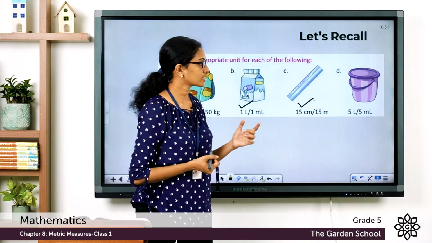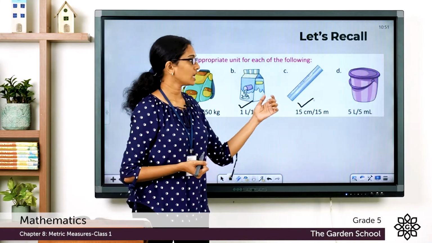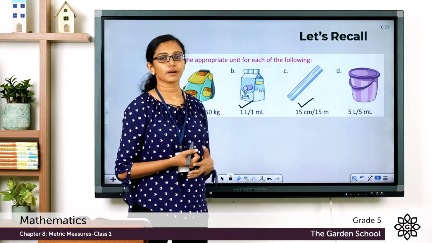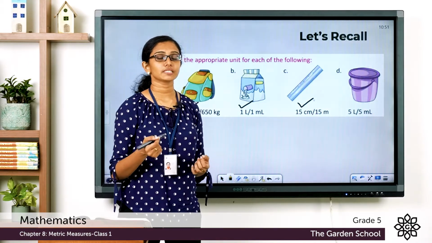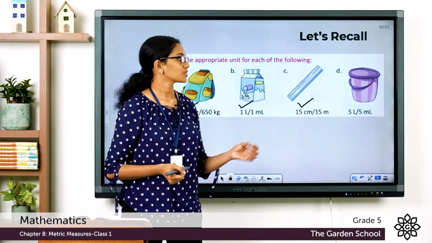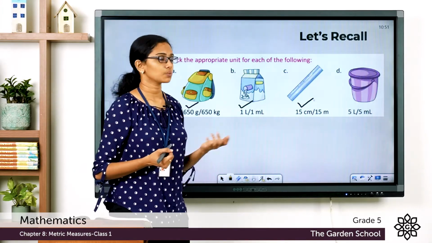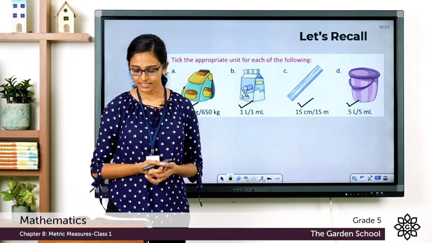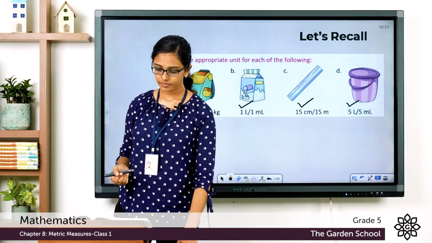Now, the last one, you can see a bucket. Would it be a 5 liter bucket or would it be a 5 milliliter bucket? A 5 milliliter would be something like a small teaspoon. So, the capacity of the bucket would be 5 liter. Clear? Let's move on to the next question.